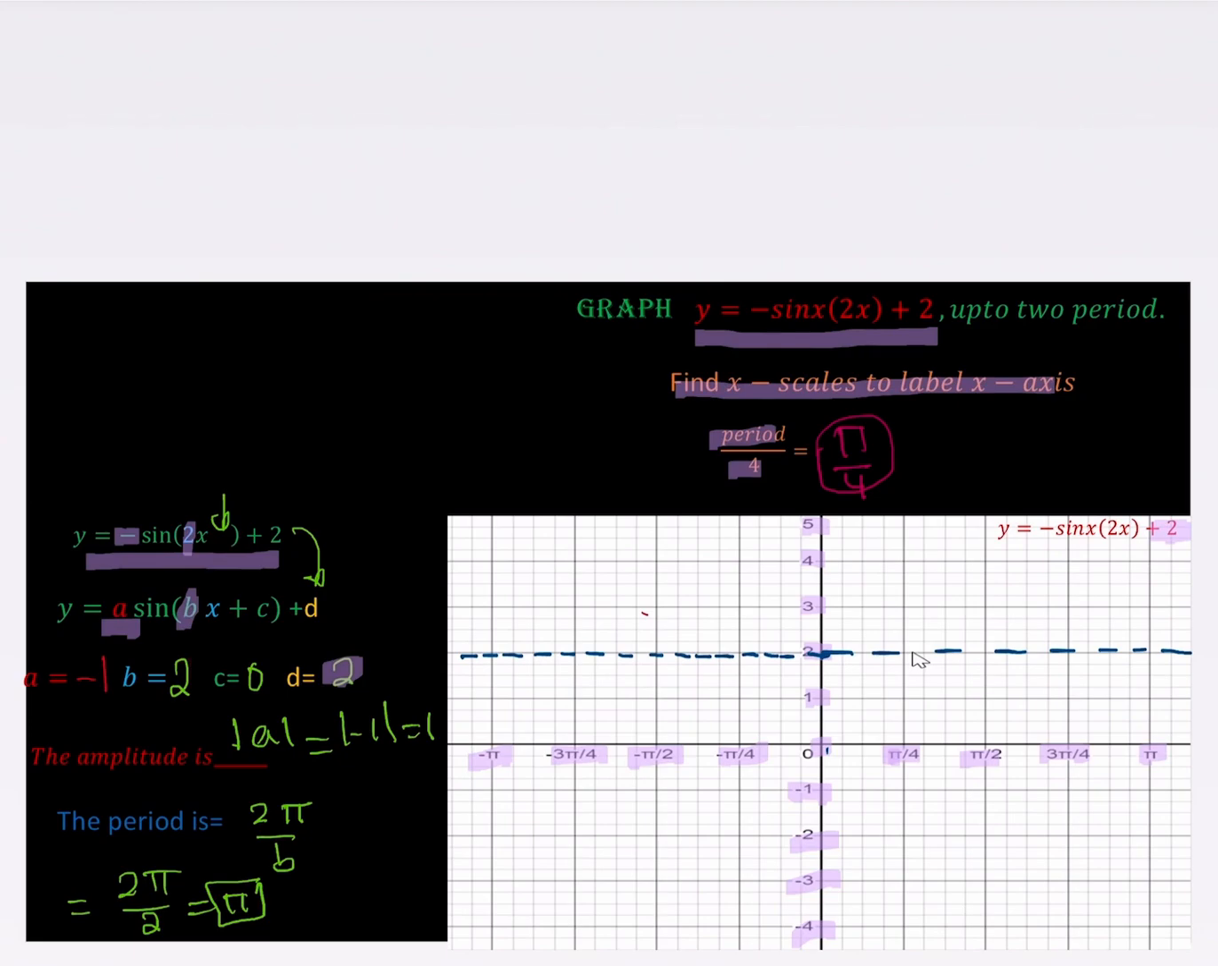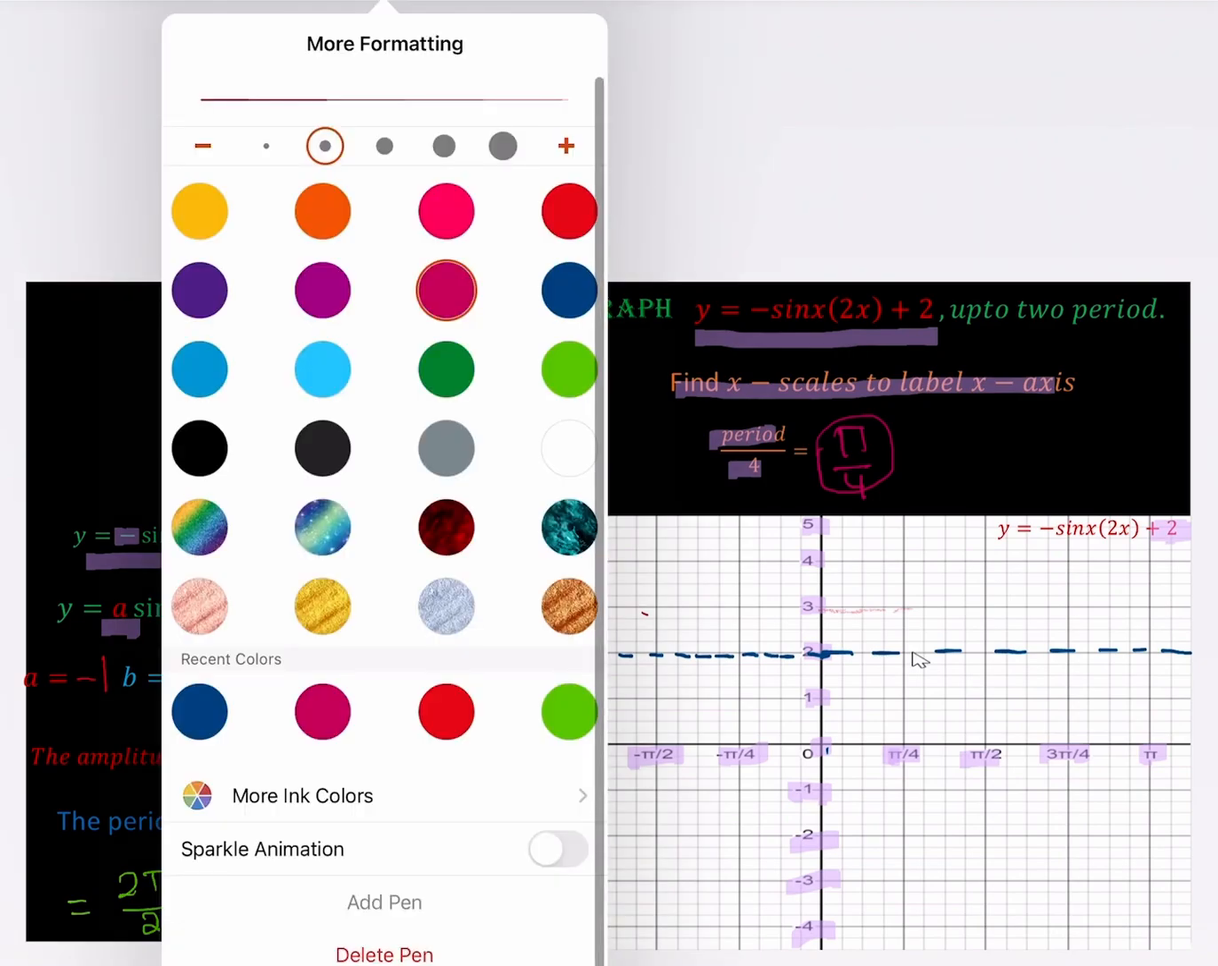From here on, pay attention to your amplitude. What is my amplitude? The amplitude is the absolute value of a, which happens to be 1. Now, what that means is that we are going to go 1 unit up from the midline. And this happens all the time.